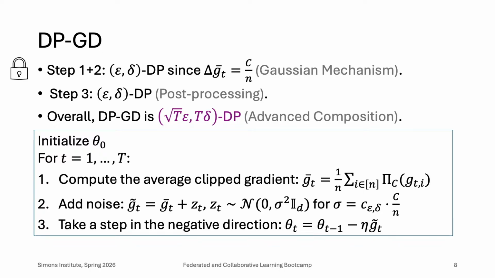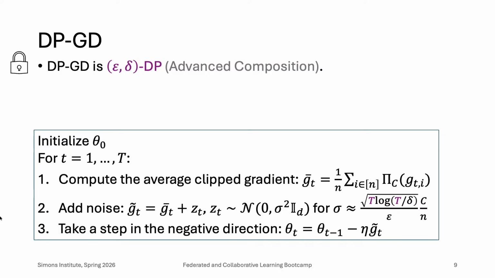And so this means that if I want the whole thing to be epsilon delta differentially private, I need to readjust my epsilon and deltas here so that the total is epsilon delta and not square root t epsilon t delta. So what I have to do is to essentially add noise in every direction, in every round, that scales with square root t over epsilon, square root of log t over delta, times c, the clipping parameter, over n. Good. So now this algorithm is epsilon delta differentially private.